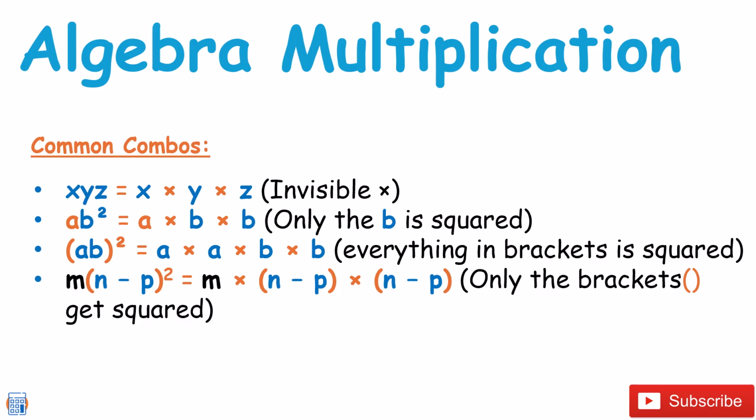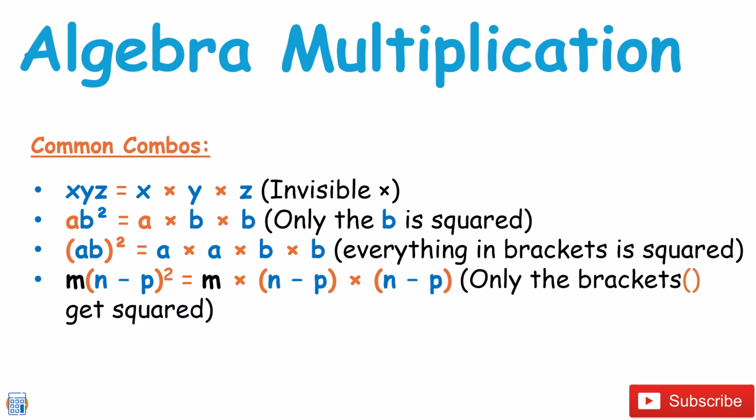If you have AB squared, only the thing that's squared is squared. So for AB squared, only the B is squared. However, if it's in brackets, everything in the brackets gets squared. So there's 2 of A's and then there's 2 of B's. Now for this last one, if there's a multiple on the outside of a bracket, only the brackets get squared. So as you can see here, there is not 2 M's, there is only 2 of the inside of the brackets.